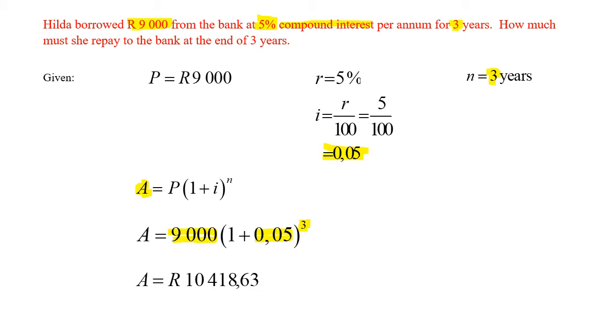What was the interest that she had to pay? It will be 10,418.63 minus the 9,000.